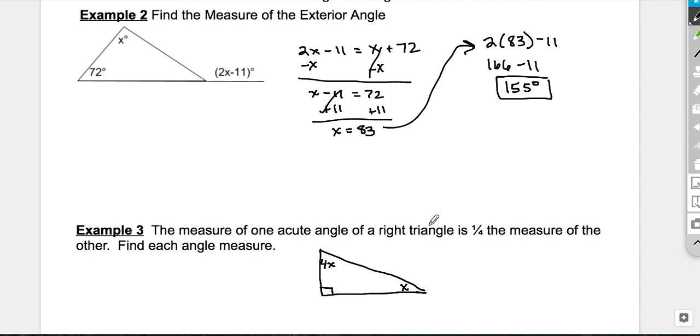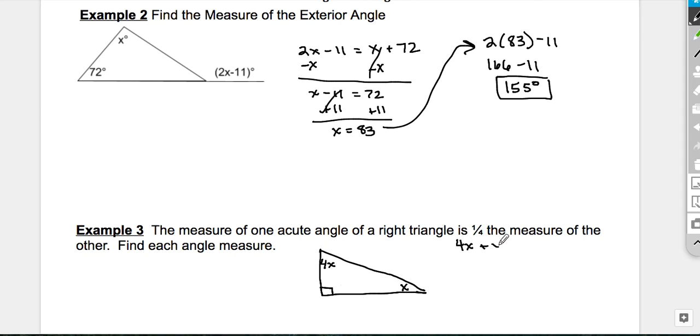We also could have done it the other way where the larger angle was x, and we could have had x up here and 1/4 x down here, and we would have gotten the same answer. It just depends on what you're solving for. So I like doing it this way so that I can deal with whole numbers. And this way, with the right triangle corollary, I know that these two angles are going to add up to 90.